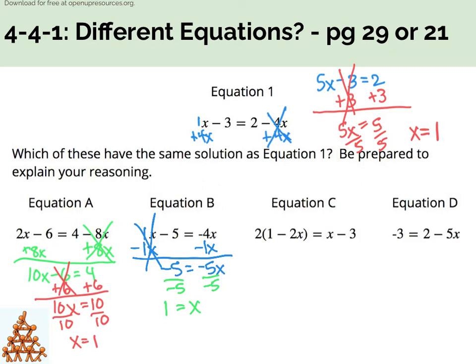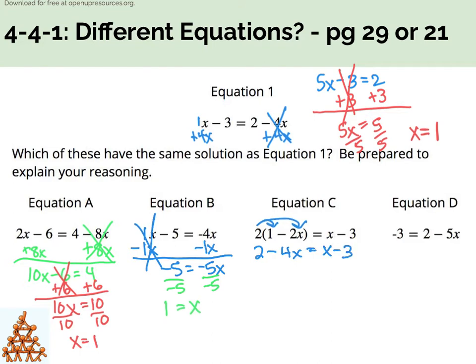All right, okay, so now let's look at equation number C. Let's go ahead and distribute our 2. We're going to have 2 minus 4x, because 2 times 1 is 2, and 2 times negative 4 is negative 4x. Then we still have x minus 3.